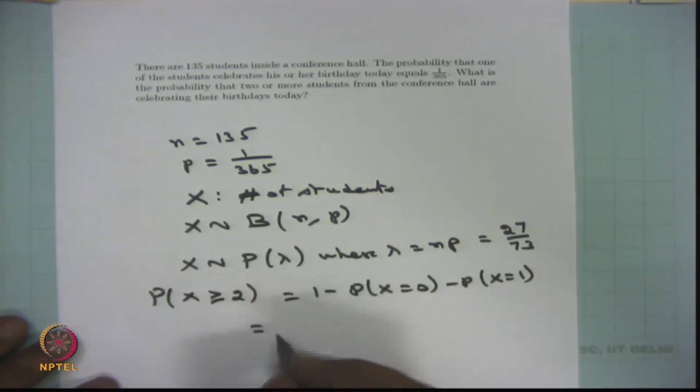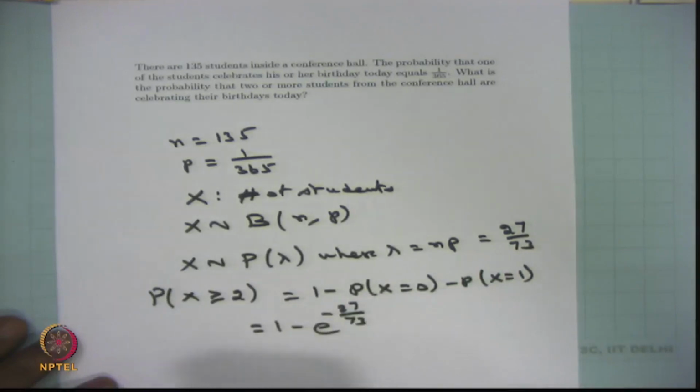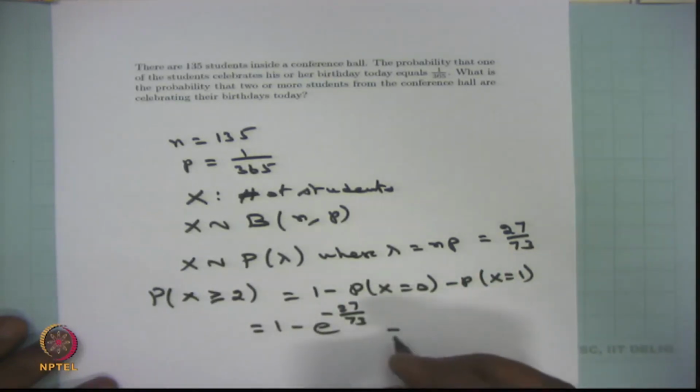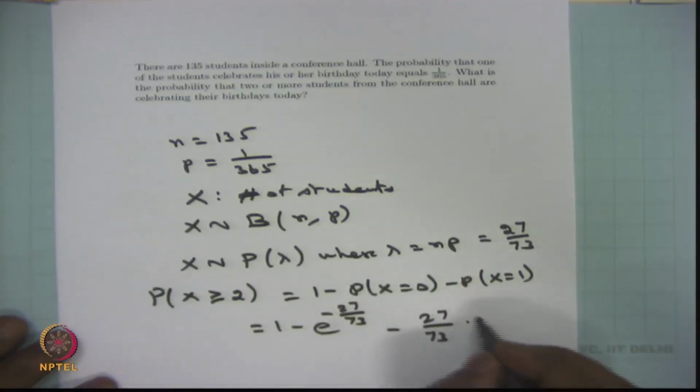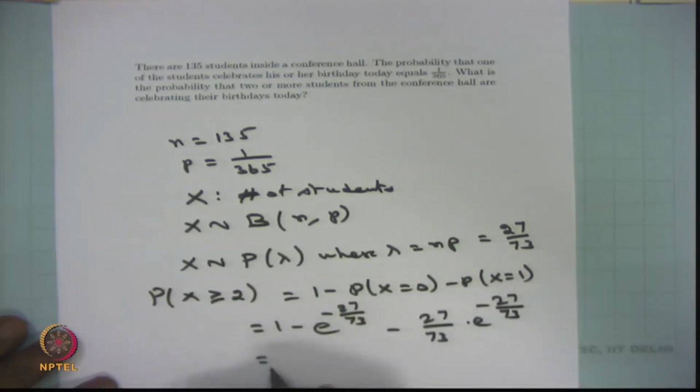So you can get the probability of X equal to 0 because you know the probability mass function. That is 1 minus: the probability mass function for the Poisson is e power minus lambda, lambda power x, where x is 0 here, divided by 0 factorial. So it is going to be e power minus 27 by 73. When you substitute X equal to 1, you will get 27 divided by 73 times e power minus 27 by 73. If you simplify, you will get the answer, that is 5.3659 times 10 power minus 2.